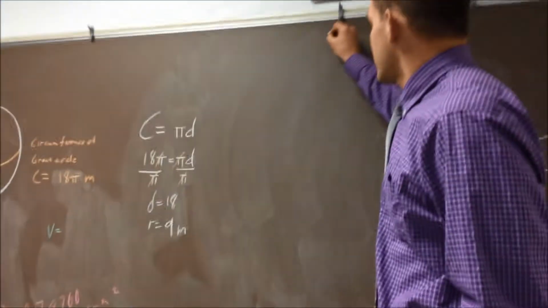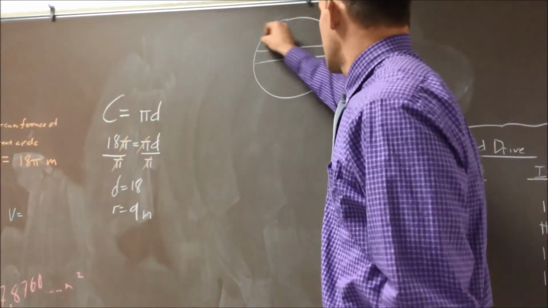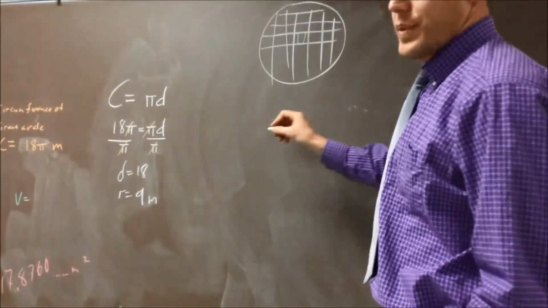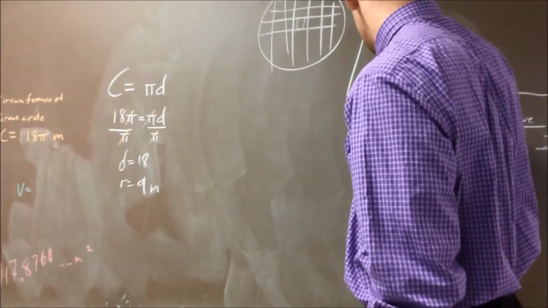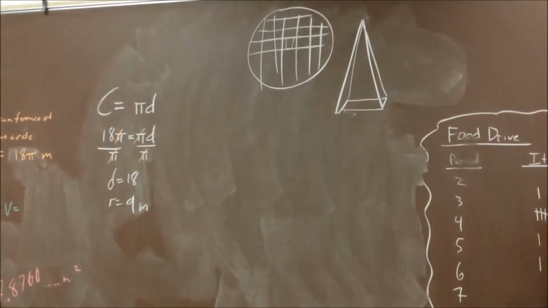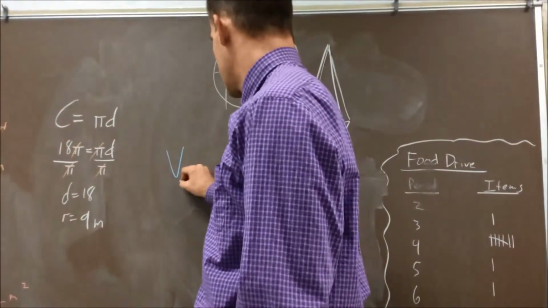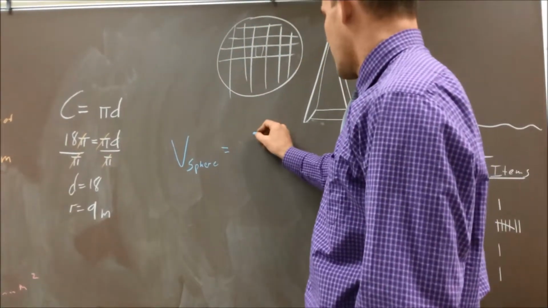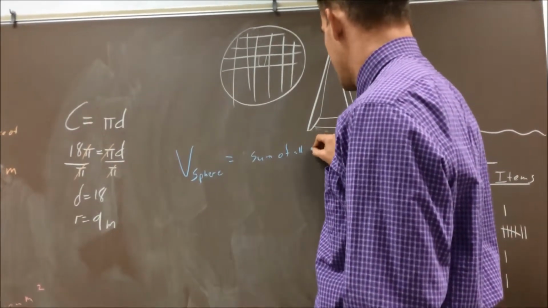So we have this sphere, and we cut it up into all of these pyramids, right? So we have one pyramid right here, like that. So if we want to find the volume of the sphere, it's going to be the sum of all pyramids.